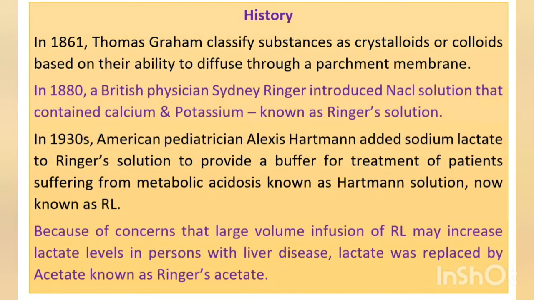In 1861, Thomas Graham classified substances as crystalloids and colloids based on their ability to diffuse through a parchment membrane. Crystalloids can diffuse through this membrane easily, while the colloids largely cannot diffuse through this membrane.